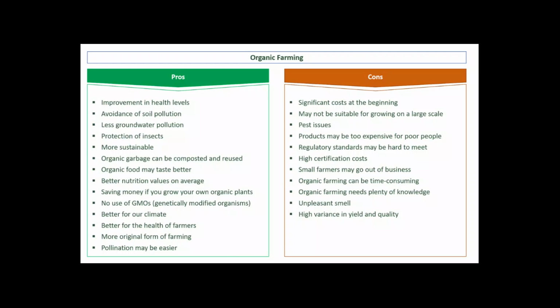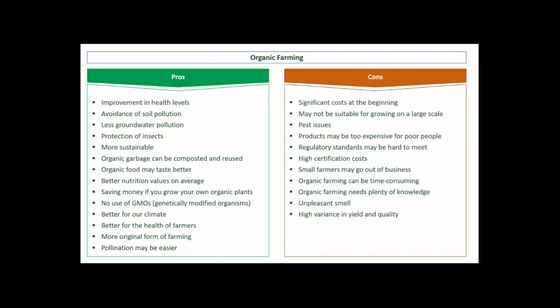So the pros of organic farming is improvement in health levels, avoidance of soil pollution, less groundwater pollution, protection of insects. That's the beneficial insects, of course. It's more sustainable. Organic garbage can be composted and reused. Organic food may taste better, better nutrition values on average, saving money if you grow your own organic plants. There's no use of GMOs, better for the climate, better for the health of the farmers because they're not using the agrochemicals. More original form of farming.